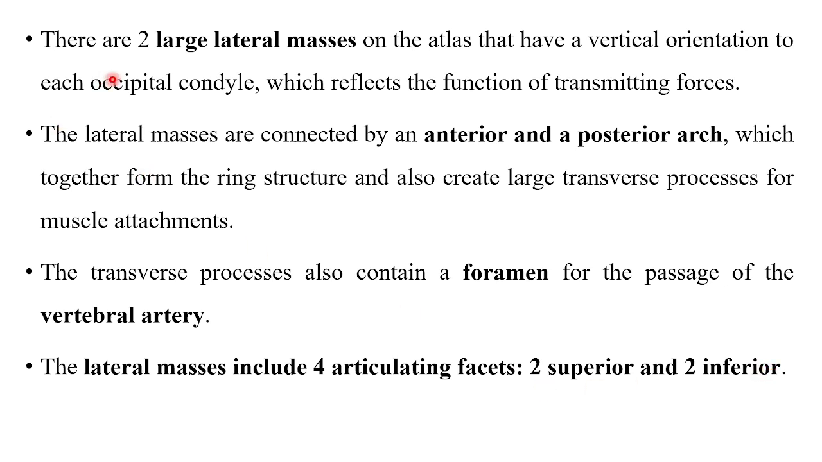So this is the peculiar feature of the atlas, the C1 vertebra, and it has 2 lateral masses. These 2 lateral masses on the right and the left articulate with the condyles of the occipital bone, that is a skull bone, forming the atlanto-occipital joints. This articulating surface has 4 articulating facets: right and left superior facets, and right and left inferior facets.